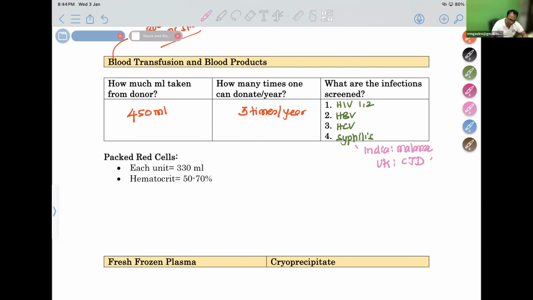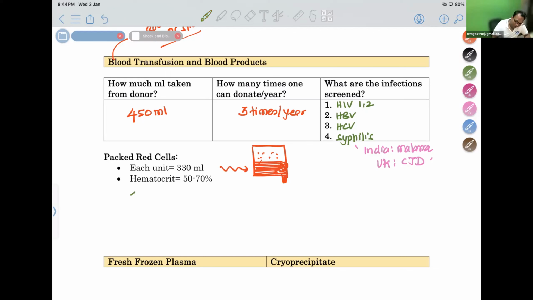Now packed red blood cells, each unit. What is packed red blood cell? From the whole blood I have taken, which is 450 ml, I will allow the RBCs to deposit like this. And I will use only that for some cases, like anemia, as you would have seen in pregnancy. We give only packed red blood cells, which is only 330 ml, which increases the hematocrit by 50 to 70%.